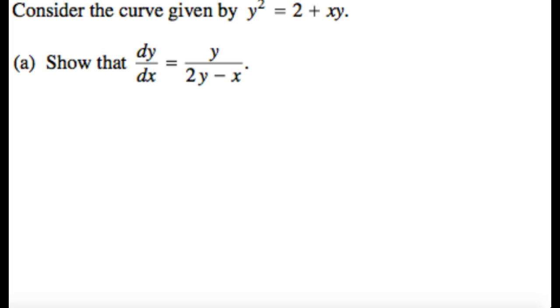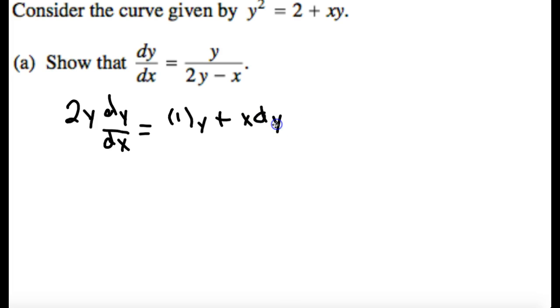All right, so let's go ahead and take a look at finding this derivative. Right? Hopefully we can implicitly differentiate this. So the derivative of y squared would be 2y dy/dx equals, now the derivative of 2 is 0, plus xy. We'll have to use product rule here. So the derivative of xy, derivative of the first, is 1 times the second plus the first times the derivative of the second.